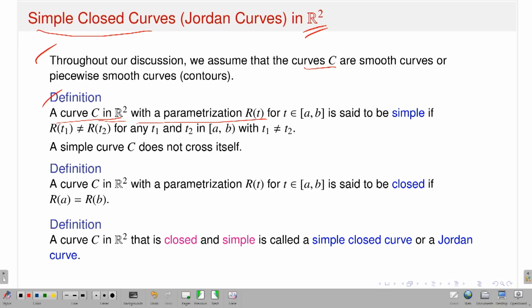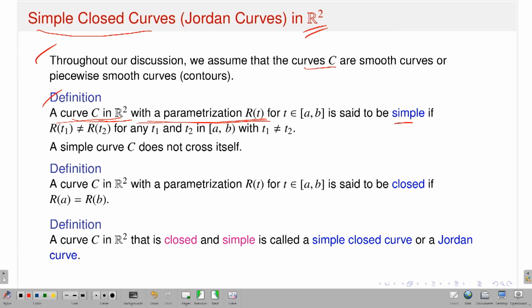like if capital R is a continuous function from the closed interval [a, b] taking values in R2, then this is the corresponding parameterization, and whatever graph you get in R2 is called the curve. So that is what exactly I have written. A curve C in R2 with a parameterization capital R of t, where R is a continuous function, then I will say that it is a simple curve.